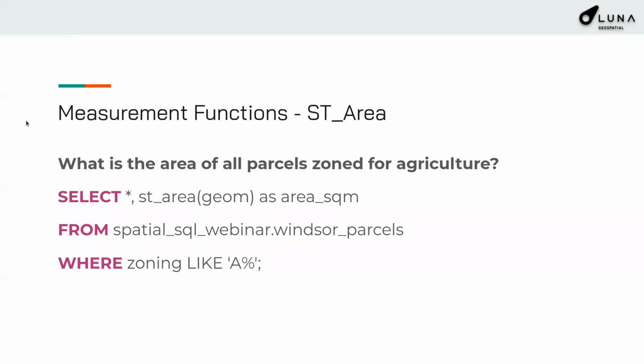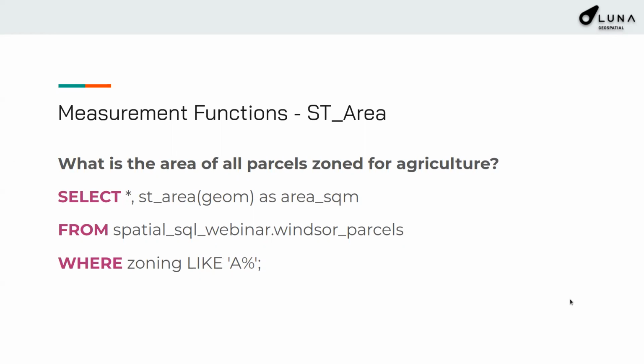Okay, so we're going to select star. So we want to get everything from what? From this parcel data set that we're using. And we're going to use a function called ST_Area, which computes the area in meters in this case, especially because we're using UTM. And it will add that value to a new column that's going to be called area_sqm for square meters.